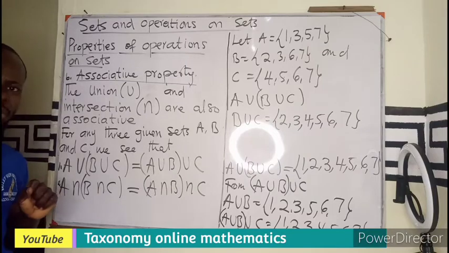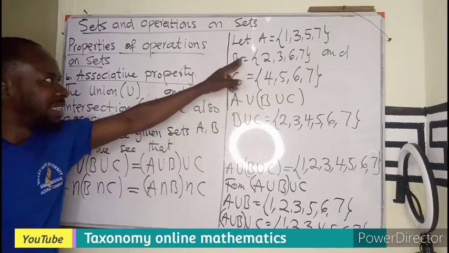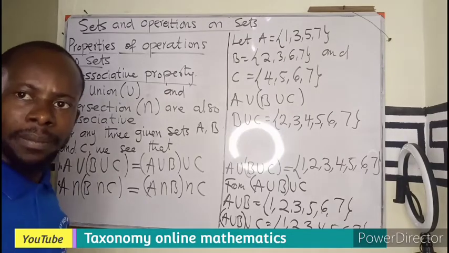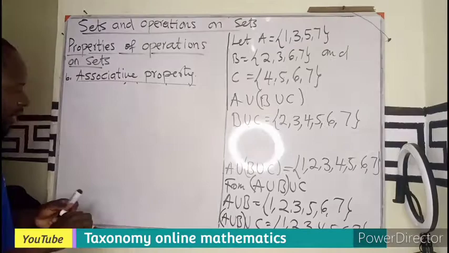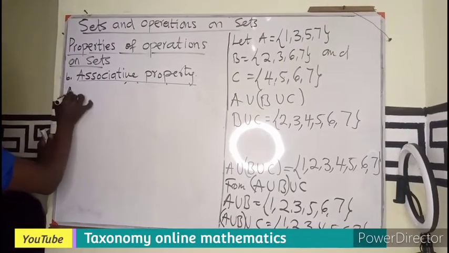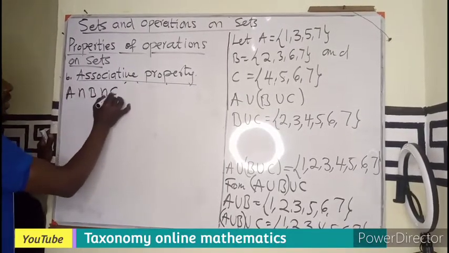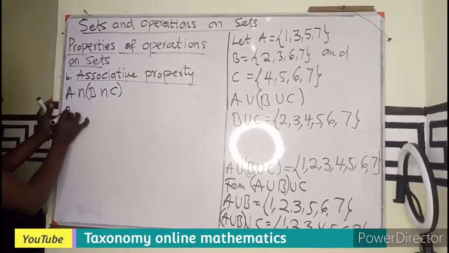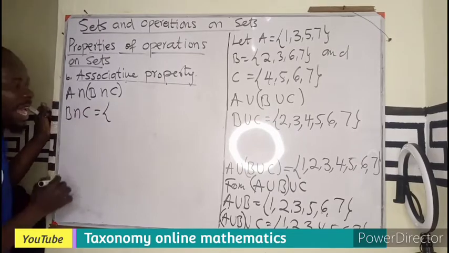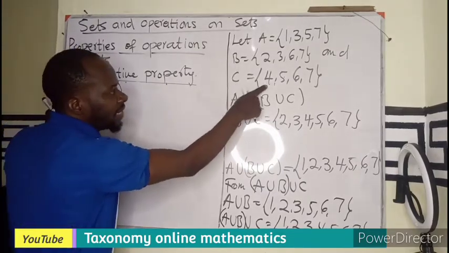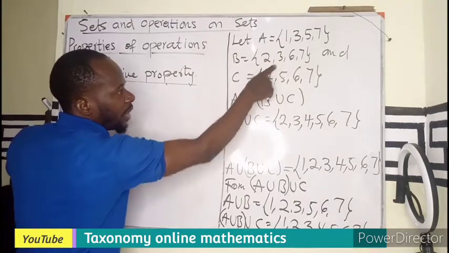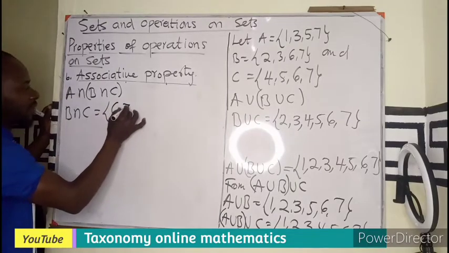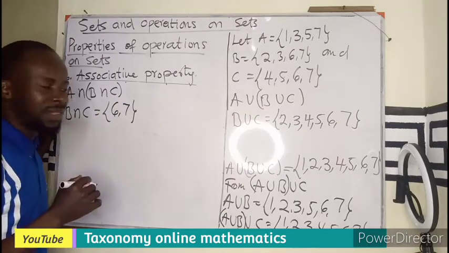Now, that is union. Let's check whether this can also be verified on the intersection. So for the intersection, we can take A intersection B intersection C, whereby we are taking the last two. Beginning with B intersection C, what are the elements common to both B and C? 2, 3, 6, and 7 against 4, 5, 6, 7, so we can see that we have 6, 7 as the only intersection element.